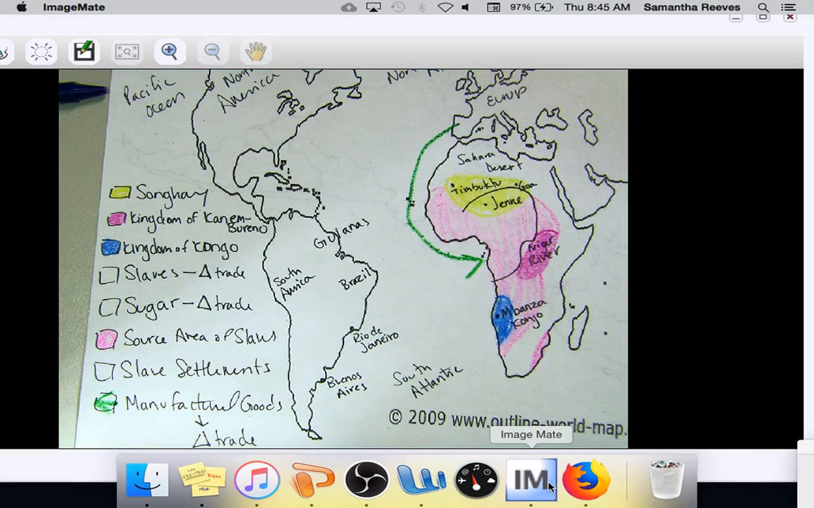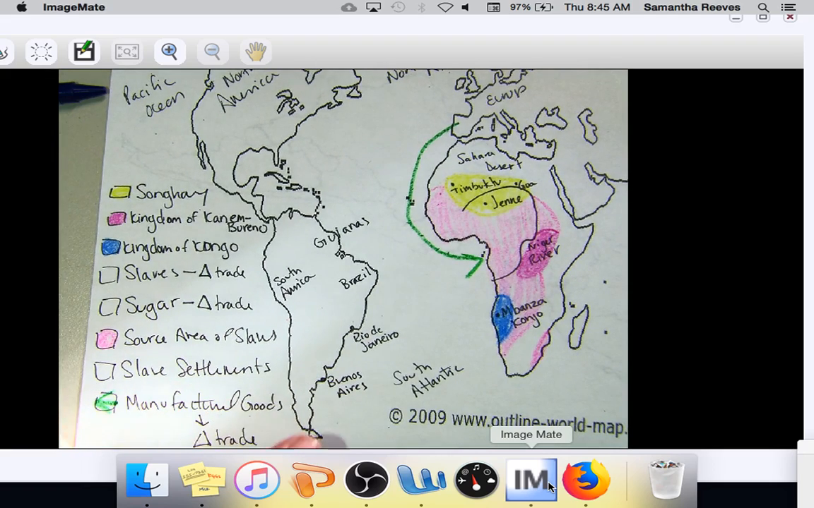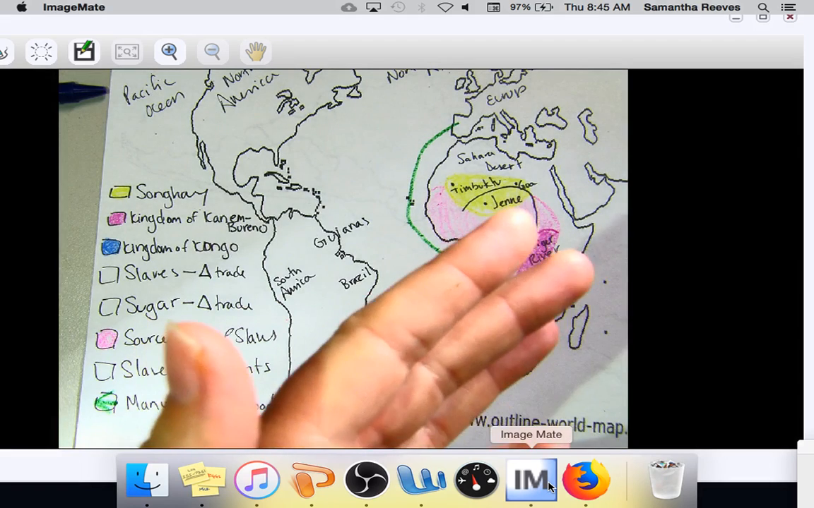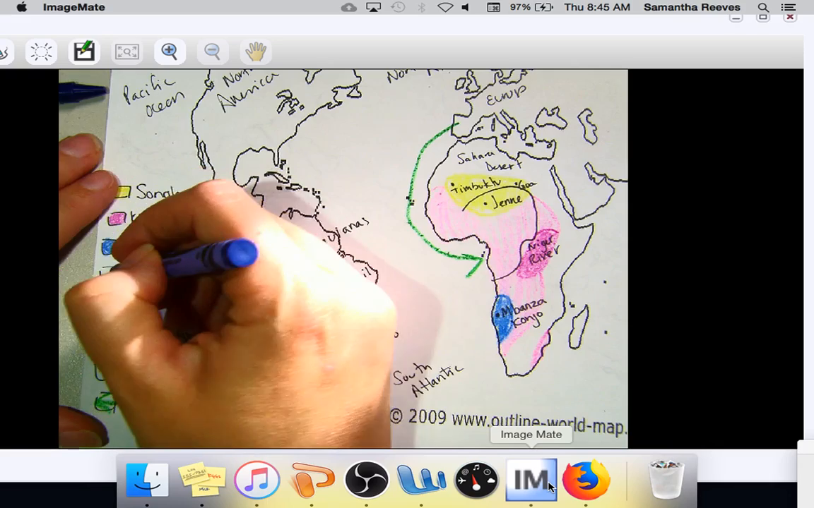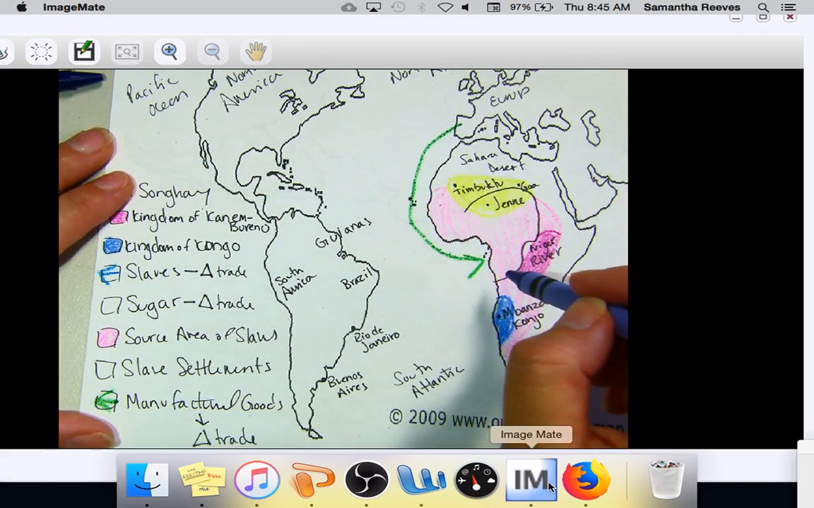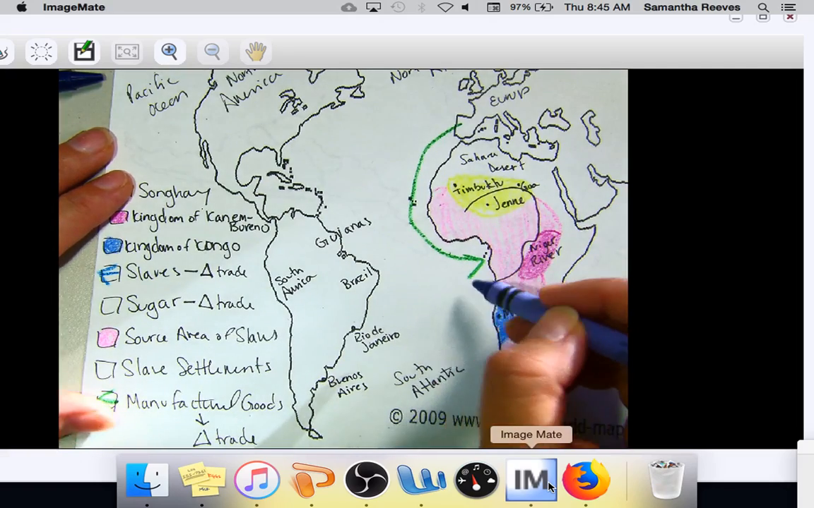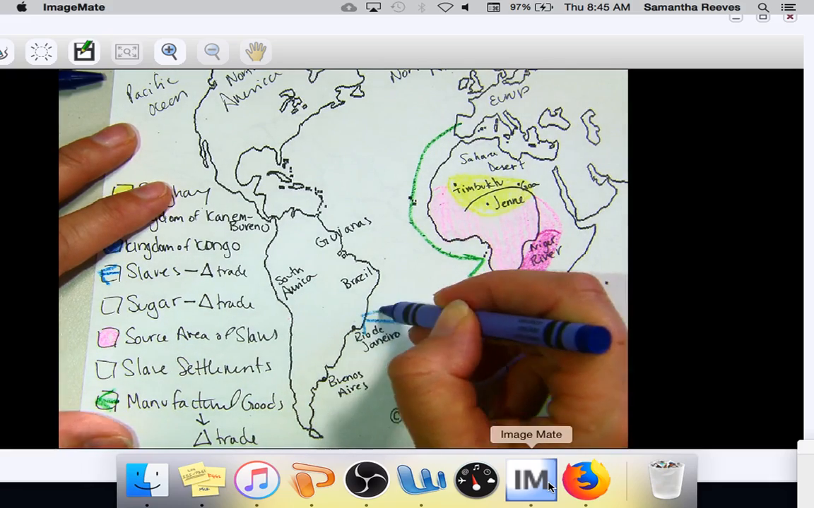Rum is also another big item that they're selling. So guns and rum are all manufactured, man-made. They're bringing them to Africa, and they're selling textiles, guns, and rum in exchange for what? Slaves. So they are using manufactured goods to purchase slaves. These slaves are then going to be brought from Africa to the New World.